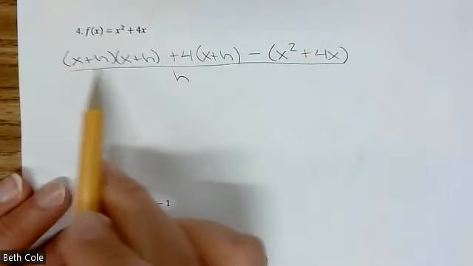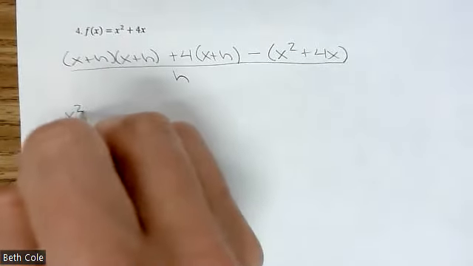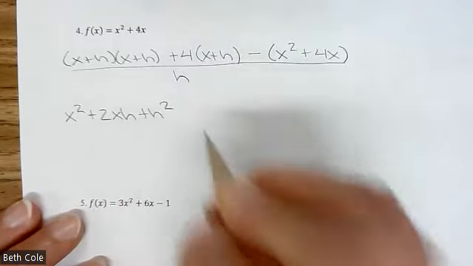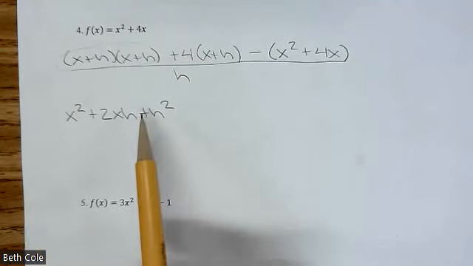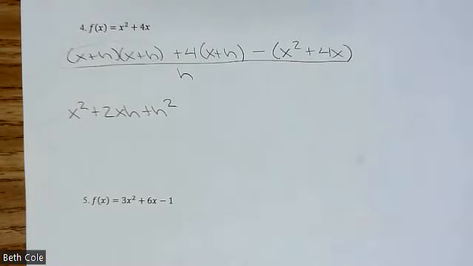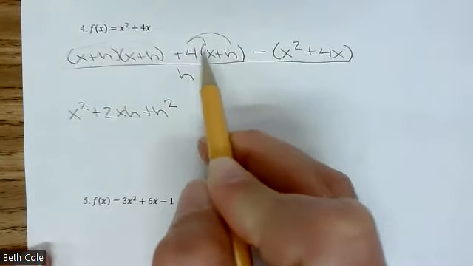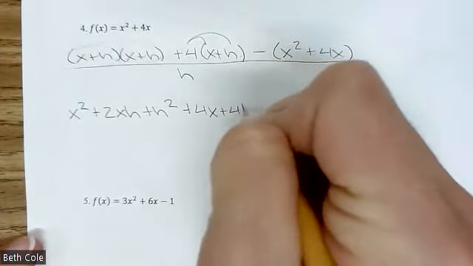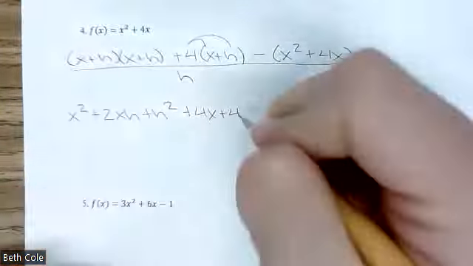So this first part, when you do FOIL, first, outside, inside, last, that'll be x squared plus 2xh plus h squared. That's what this first part is going to give you. You're going to do that a lot. Then what? 4x plus 4h, good. Distributing a 4. Sorry, that's an h. That's a kind of poor h. Let me fix that one.